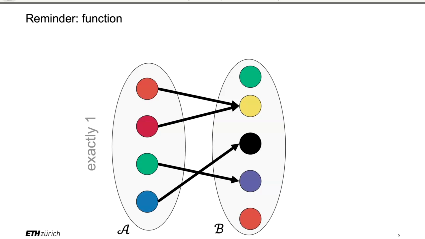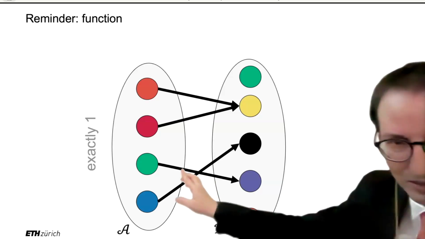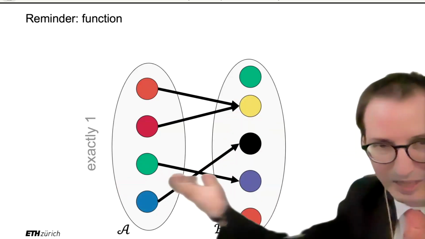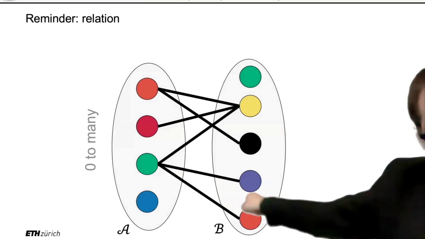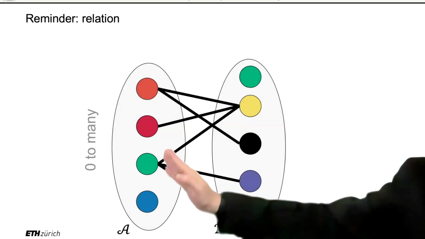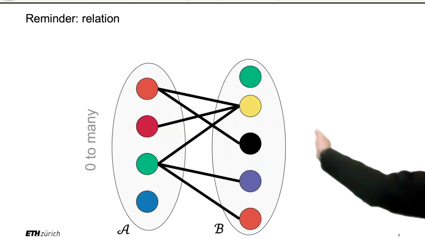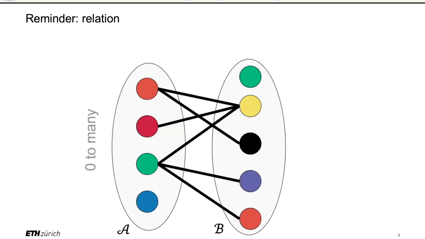You notice, by the way, here I have these little arrows, because there is really an asymmetry. There is really a direction here, the same for the maps. But you see that here I don't have any arrows. That's because the relation is completely symmetric. Right? You can swap the sides and you still have a relation.